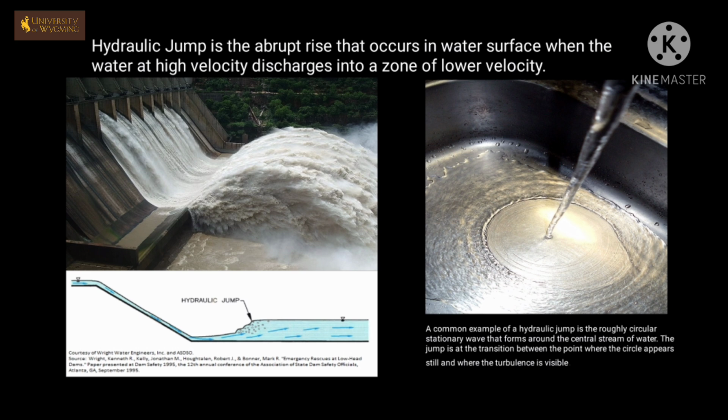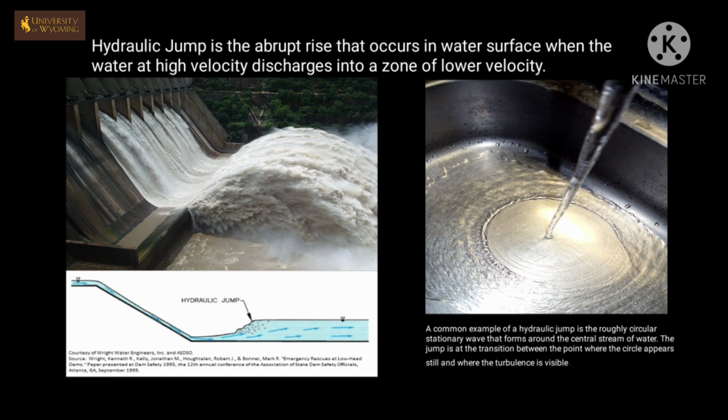So most hydraulic structures will be equipped with some form of energy dissipators on the downstream end to reduce the velocity of flow and protect against erosion. There are many types of hydraulic energy dissipators, but for large structures like a spillway, the most common type we rely on is the formation of a hydraulic jump. The hydraulic jump is the abrupt rise that occurs in the water surface when the water at high velocity discharges into a zone of lower velocity.